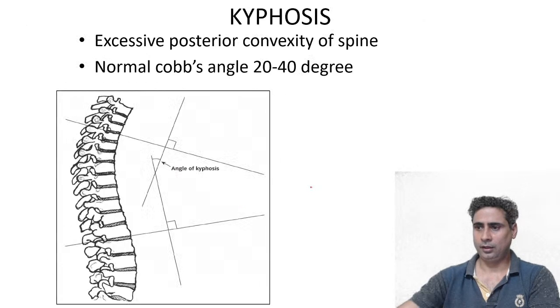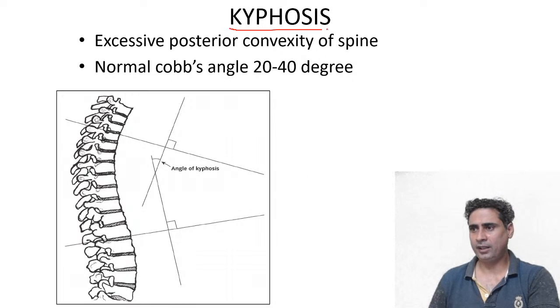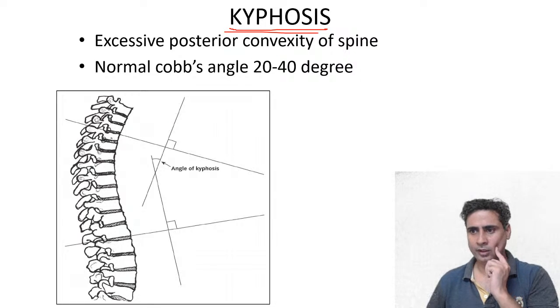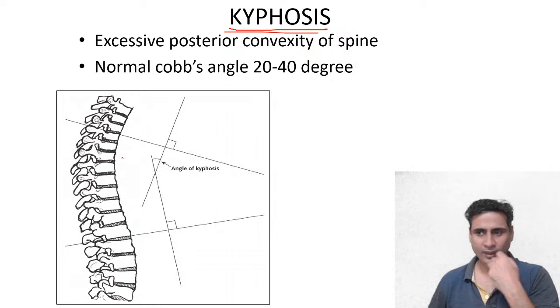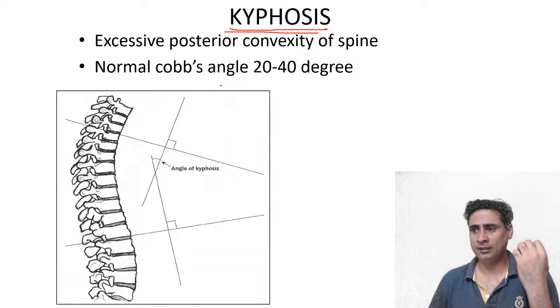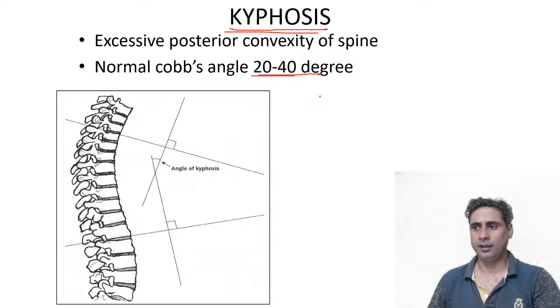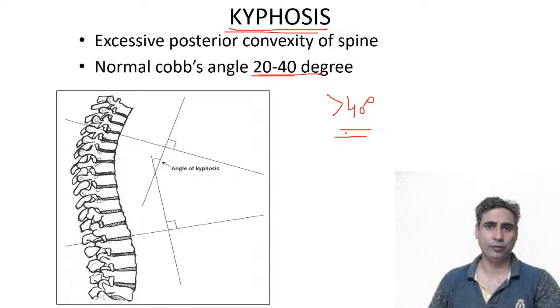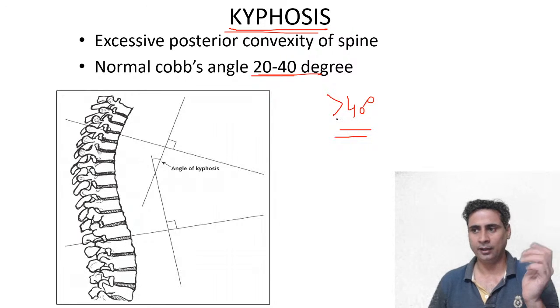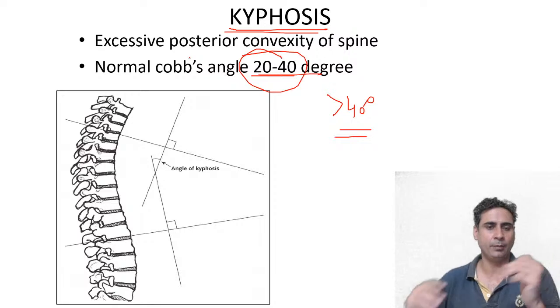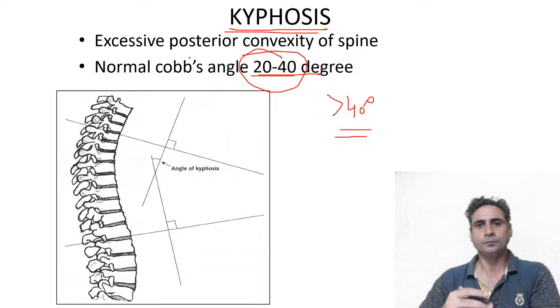Now the next deformity is sagittal plane deformity, kyphotic deformity. Normally in the thoracic spine we have kyphosis, and the Cobb's angle of this kyphosis is 20 to 40 degrees. In the thoracic spine, if this Cobb's angle becomes more than 40 degrees, it is known as pathological kyphosis.